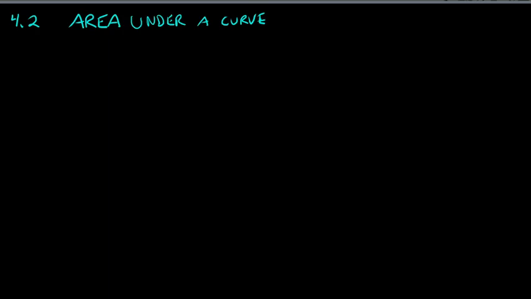Okay, so we're still in 4.2. The first video we talked about the summation notation. Now we can talk about the area under a curve. And so what types of curves are we talking about?